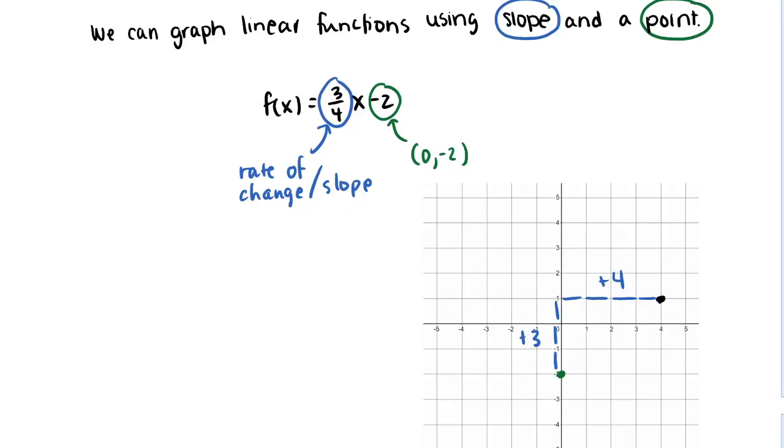And so what I'm saying here is that if I have a point, I can use my slope, my rate of change, to find other points on my line by taking the numerator as my change in y, going up 3 units in this case, and the denominator as my change in x, going to the right 4 units in this case.